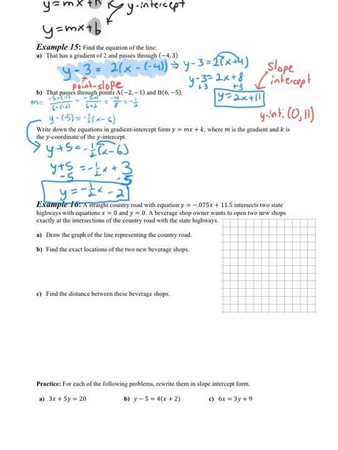Example 16, pretty straightforward. It says a straight country road with equation y equals negative 0.075x plus 11.5 intersects two state highways with equations x equals 0 and y equals 0. So what I would do here is start by creating our x-axis and our y-axis. We'll say this one is x equals 0, that's our y-axis, and this one over here is the x-axis, and this is y equals 0.